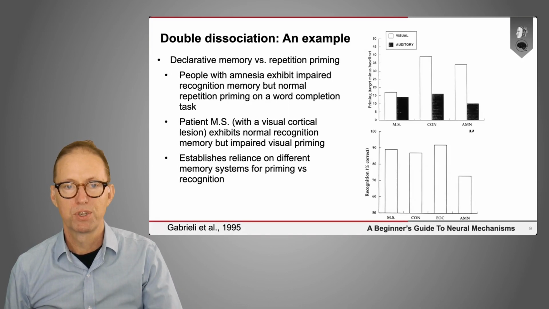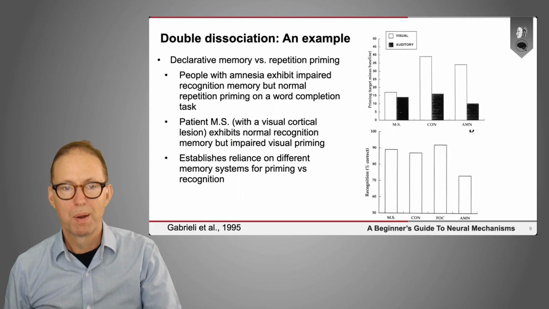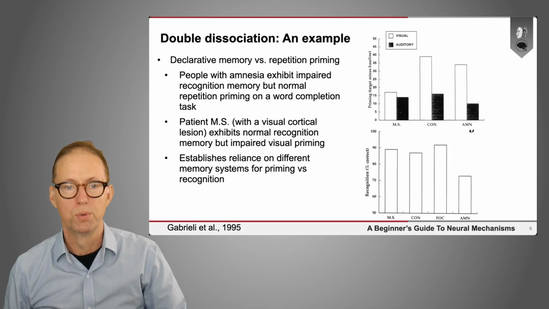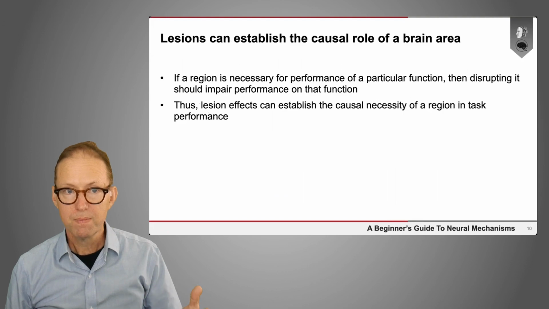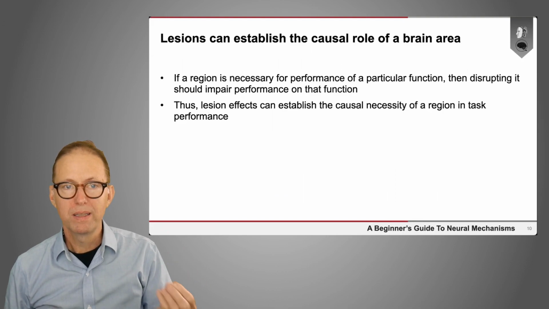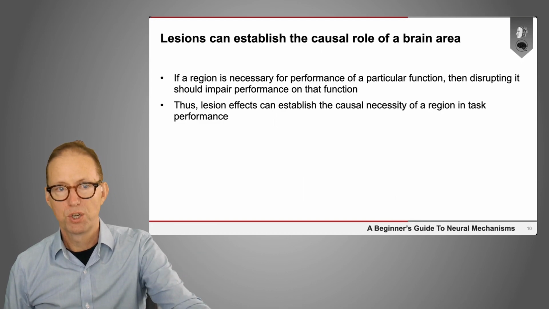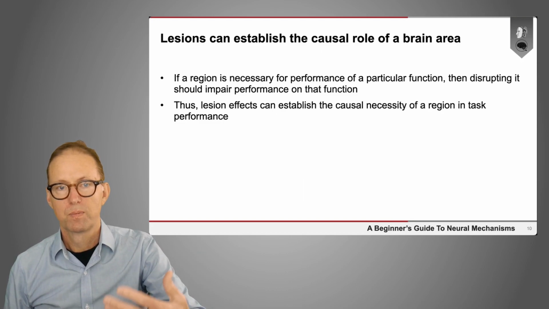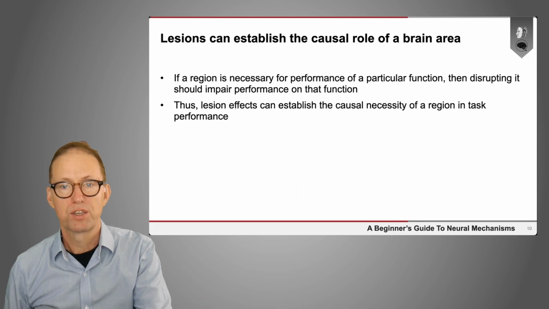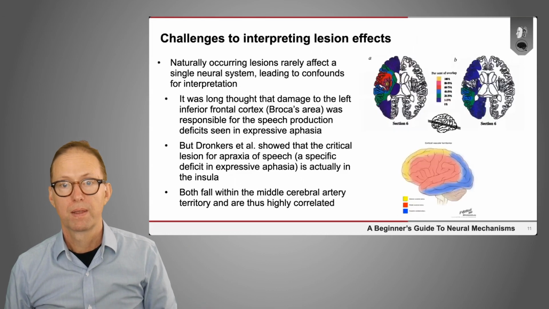And this establishes reliance of different memories on different memory systems for these two different tasks. Now, what we know about lesions is that they can help us establish the causal role of a brain area. That is, if a region is necessary for performance of a particular function, if lesioning it disrupts that function, then that region is causally necessary for the task. But there are challenges in interpreting lesion effects.